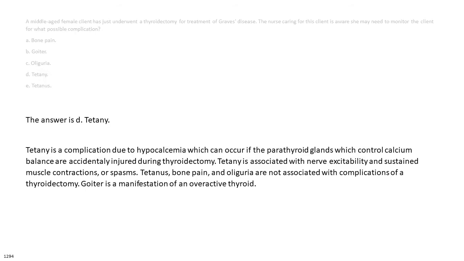The answer is D. Tetany. Tetany is a complication due to hypocalcemia which can occur if the parathyroid glands, which control calcium balance, are accidentally injured during thyroidectomy. Tetany is associated with nerve excitability and sustained muscle contractions, or spasms. Tetanus, bone pain, and oliguria are not associated with complications of a thyroidectomy. Goiter is a manifestation of an overactive thyroid.